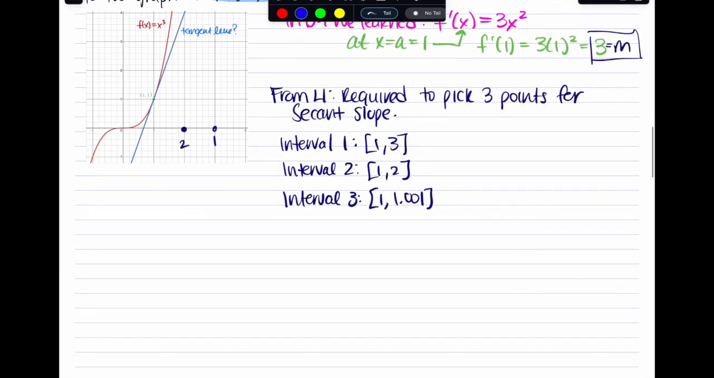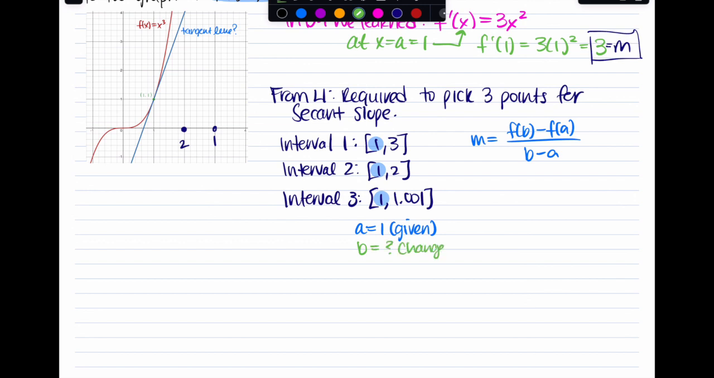And then use our formula. The formula for L1 was the difference quotient, the slope of a line connecting 2 points, f of a and f of b. This is a. A is always given. It's always the given value. Make sure that one stays constant. B changes. B equals 3, B equals 2, and B equals 1.001.